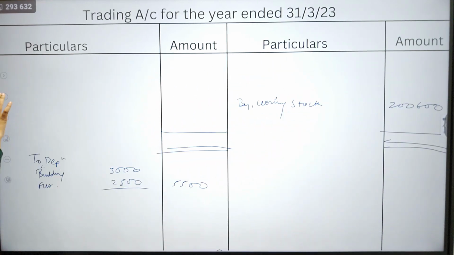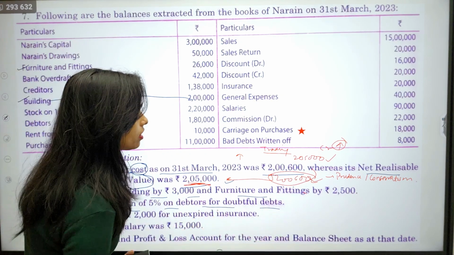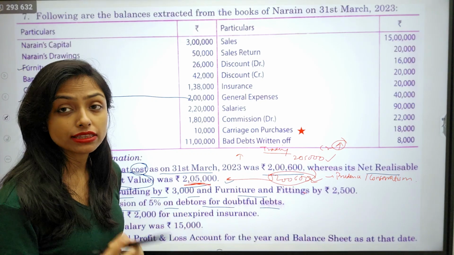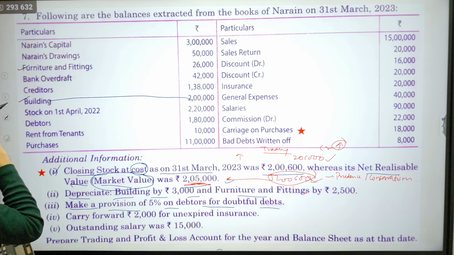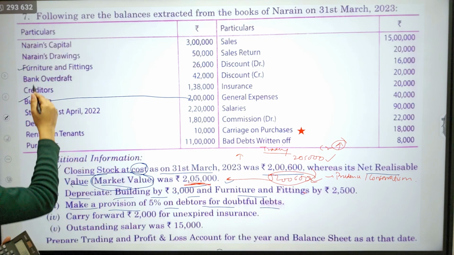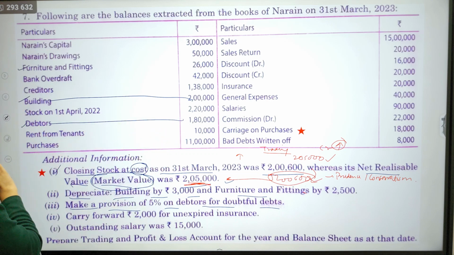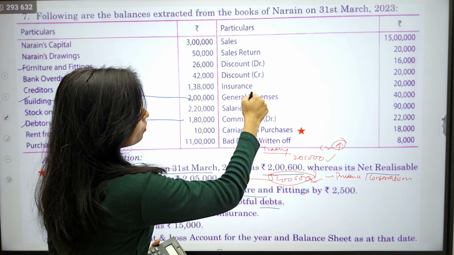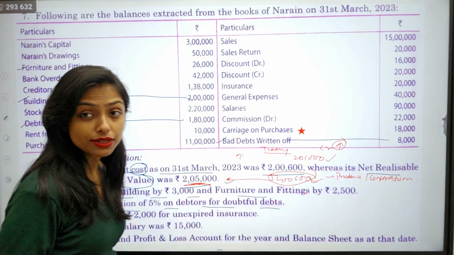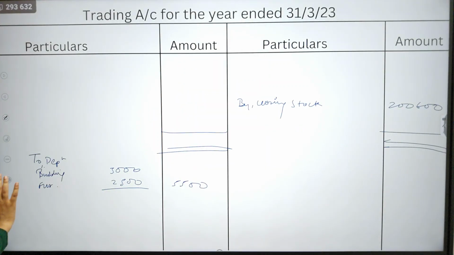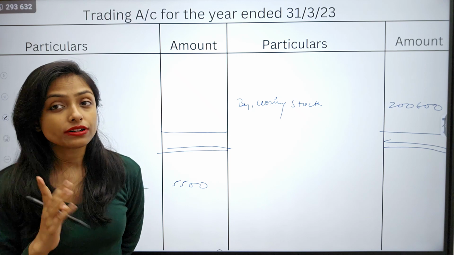Okay, that's it. Next, make a provision of 5% on debtors for doubtful debts. Let's find out whether we have any other things that are related to sundry debtors, bad debts or provision for doubtful debts. See, debtors, so we have 1,80,000 rupees. And do we have any bad debts or any old provision? We have bad debts though. Written off 8,000 means we are going to write this at one place only. This is given inside the trial balance. That means it is already adjusted.